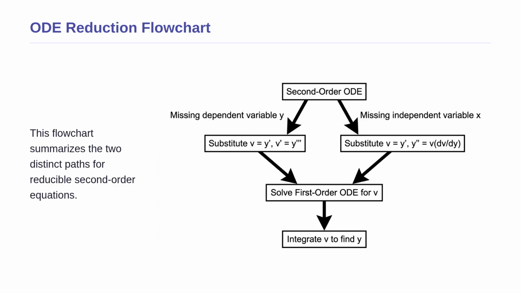Let us take a moment to look at this flowchart, which visually summarizes everything we have learned so far. At the top, we start with a second-order differential equation. The diagram splits into two distinct parts based on a simple check: which variable is missing. If the dependent variable y is missing, we follow the left path and use the direct substitution. If the independent variable x is missing, we follow the right path and use the chain rule substitution. As the diagram shows, both paths ultimately lead to the exact same goal: solving a simpler first-order equation for v and then integrating one last time to find our final function y.